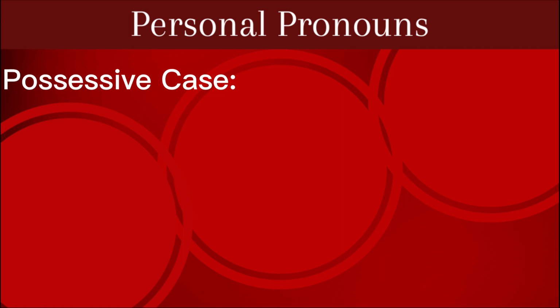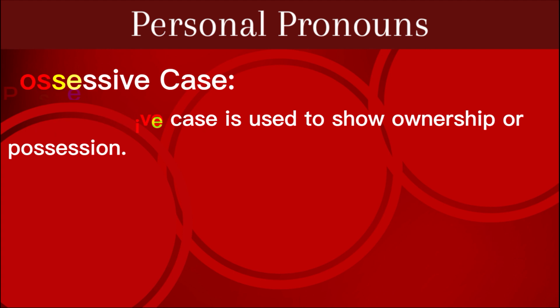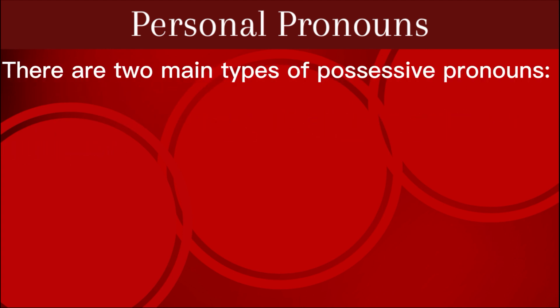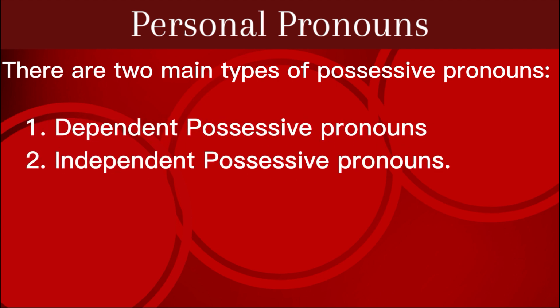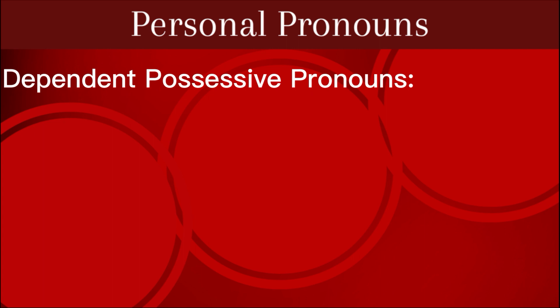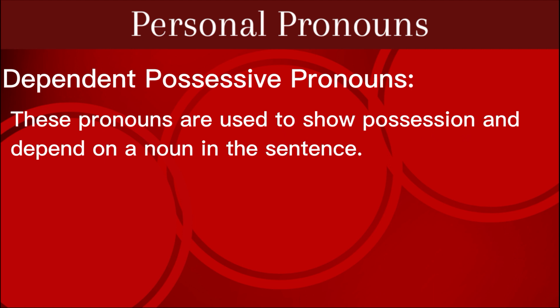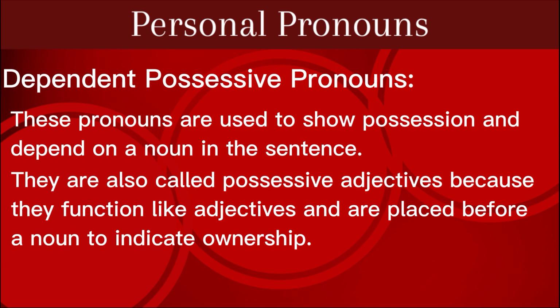Possessive case. The possessive case is used to show ownership or possession. There are two main types of possessive pronouns: dependent possessive pronouns and independent possessive pronouns. Dependent possessive pronouns. These pronouns are used to show possession and depend on a noun in the sentence. They are also called possessive adjectives because they function like adjectives and are placed before a noun to indicate ownership.